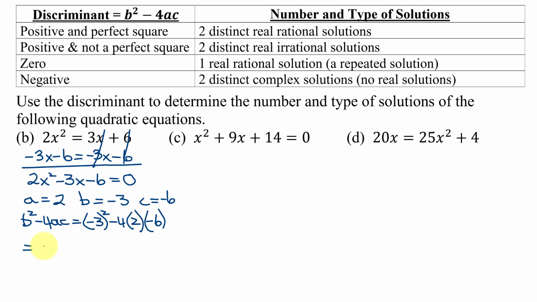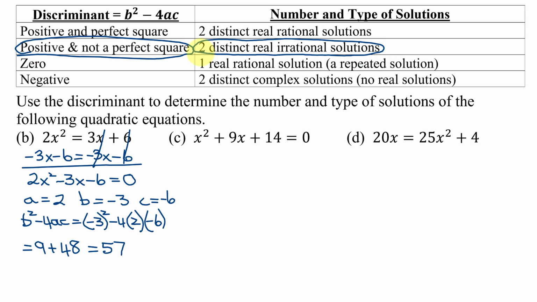Well, negative 3 times negative 3 is positive 9. Negative 4 times 2 is negative 8. Negative 8 times negative 6 is positive 48. So 9 plus 48 is 57. So the discriminant is positive, but it is not a perfect square. So I get two distinct real irrational solutions. So that is the answer to part B.